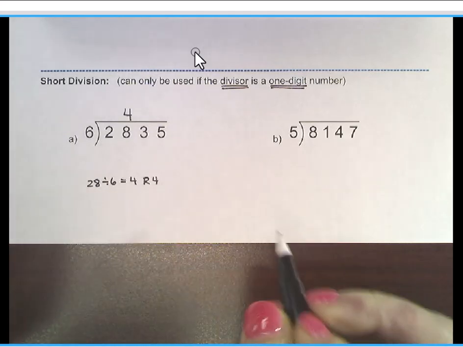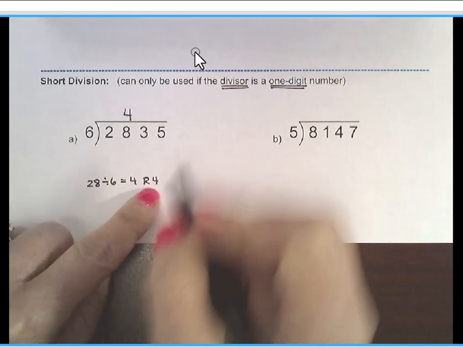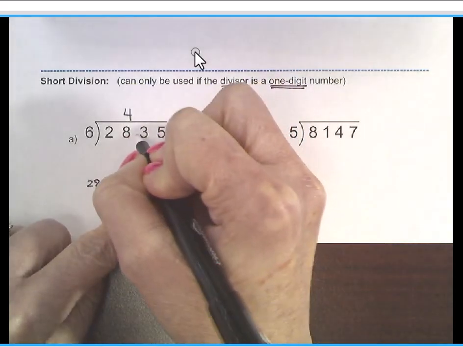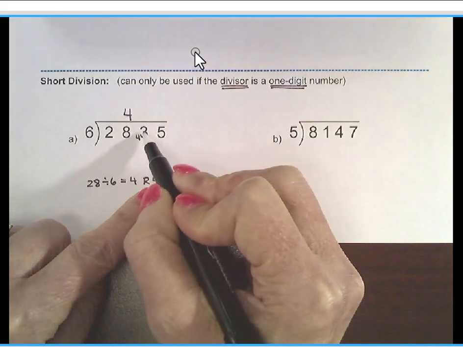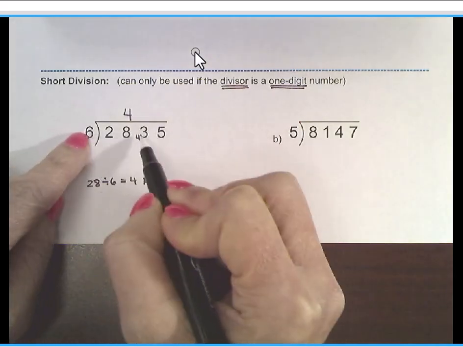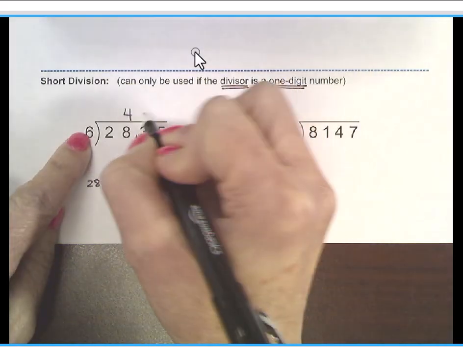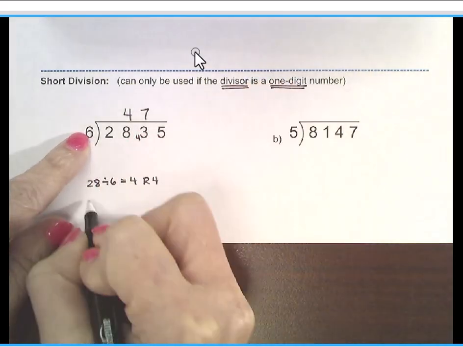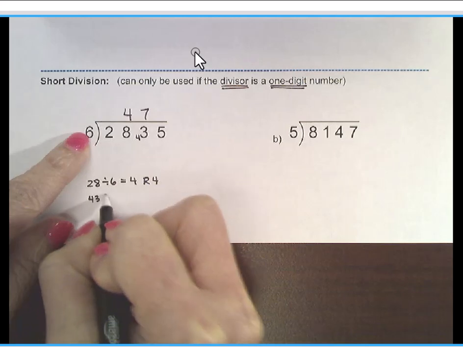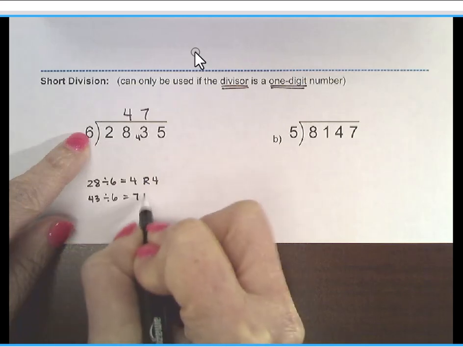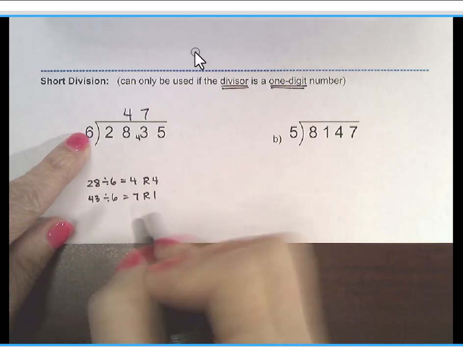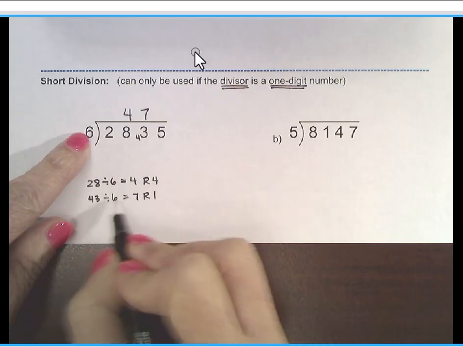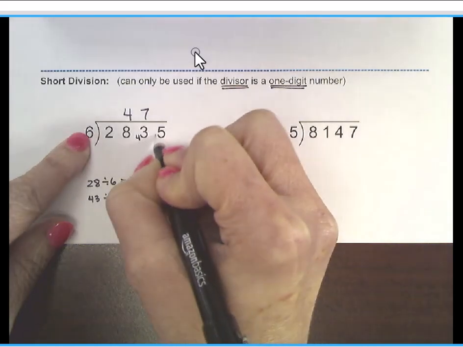So in short division, what you do is you take the remainder and you stick it here next to the next digit, and you think of that as 43. How many times does 6 go into 43? Well, it goes in there 7 times. 43 divided by 6 is 7. What would the remainder be? 7 remainder 1, right? Because 6 times 7 is 42. So a remainder of 1. So you put the 1 right there.